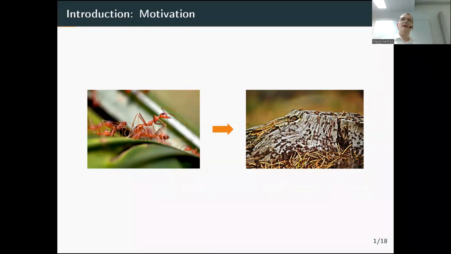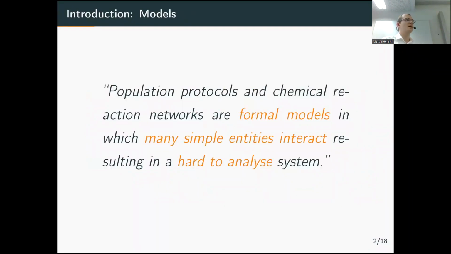And this is also true for the two models that I'm working with. They're called population protocols and chemical reaction networks. And these formal models have the same property that they are made up of many rather simple entities that interact to form a system that is hard to understand, hard to analyze.